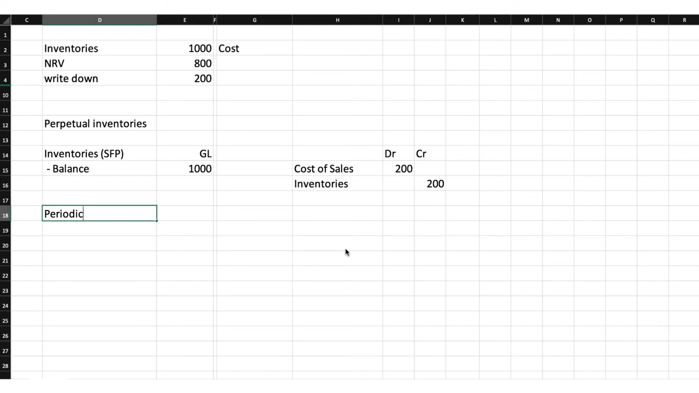Periodic. Periodic, what do we have? Inventories, SFP. That's right, nothing. Oh dear. Let's just type it properly for Excel's purposes. We have nothing. Thank you, Excel. We have nothing. Okay, periodic doesn't keep a running balance in the general ledger.